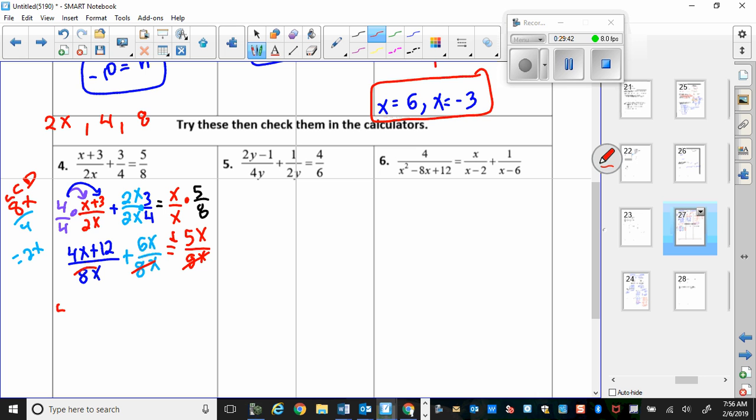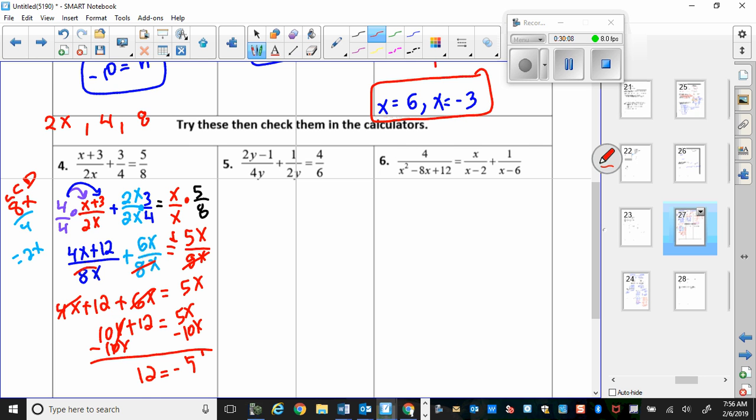And I'm just at a common algebra system here. So combining like terms, 4x plus 6x's is 10x's, plus 12 equals 5x's. Now I want like terms on the same side, so I'm going to subtract 10x's on both sides. I get 12 equals negative 5x.